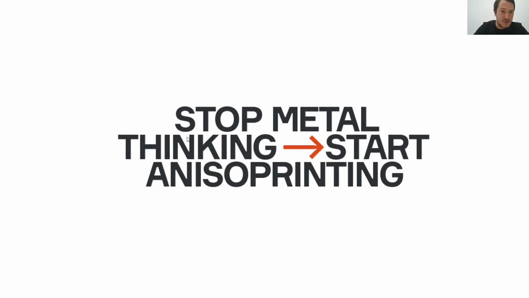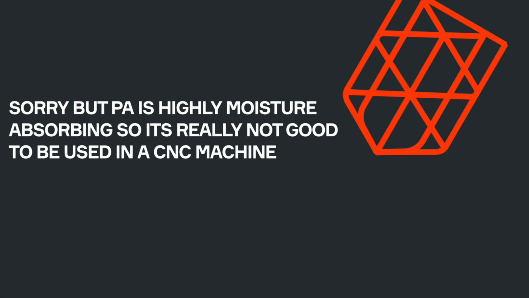Question from Joshua. I'm actually thinking about getting the A3 now, looking at those sexy smooth surfaces. Thank you. I hope there is a bunch of new materials coming out from Polymaker and co-op with you. Their stuff is just top shelf. Sorry, but PA is highly moisture absorbent, so it's really not good to be used in a CNC machine.